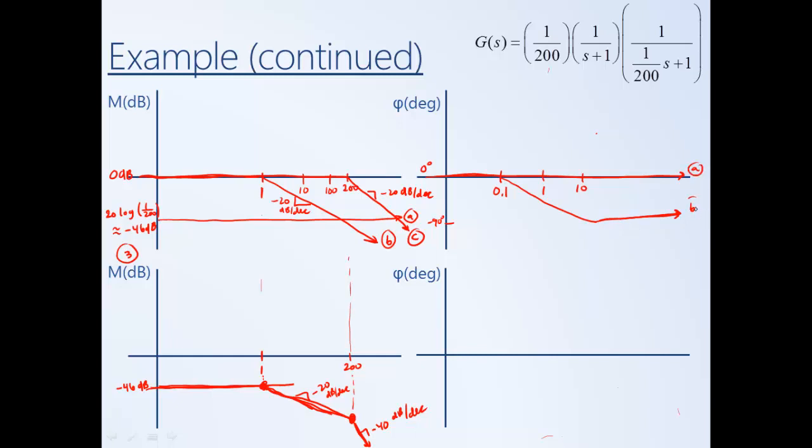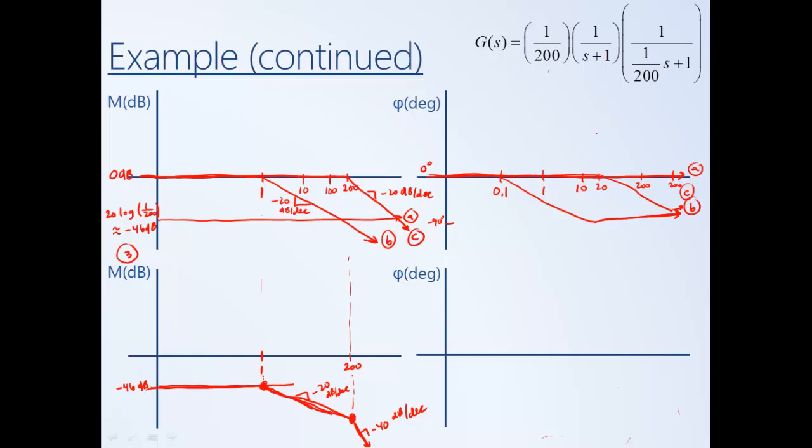This is component A, this is component B. We do the same thing with this simple pole, where the break is at 200. And so 1 decade before that is 20, and 1 decade after 200 is 2000. So we start off at 0 degrees. At 20, we start to break down, and we finish at 200. That's component C.